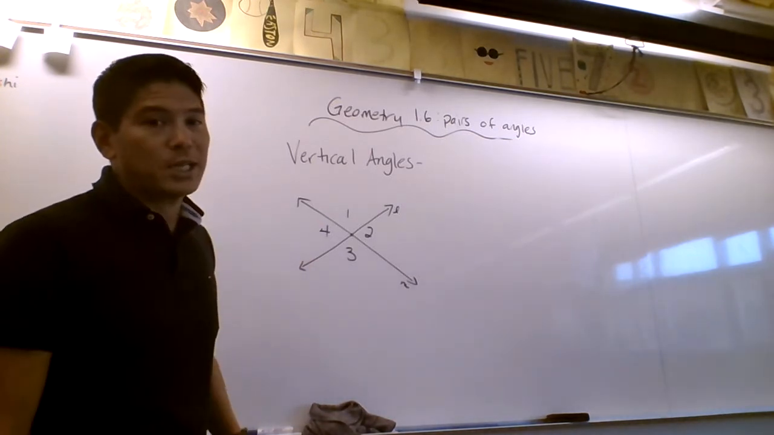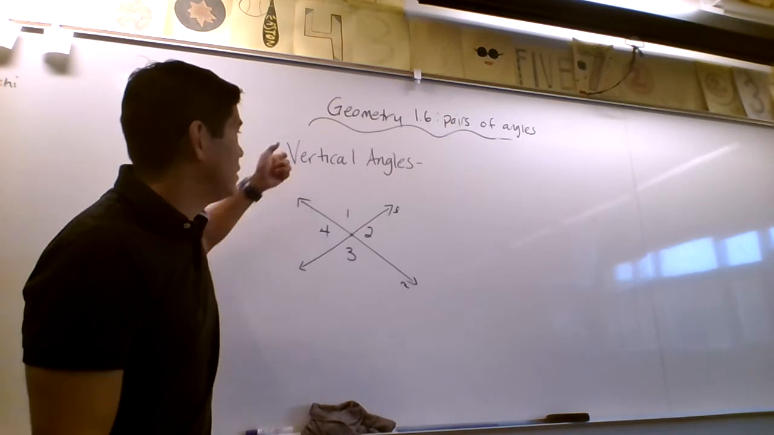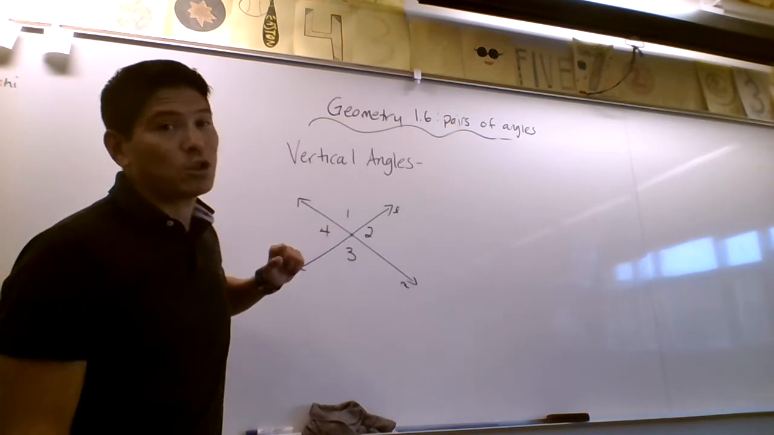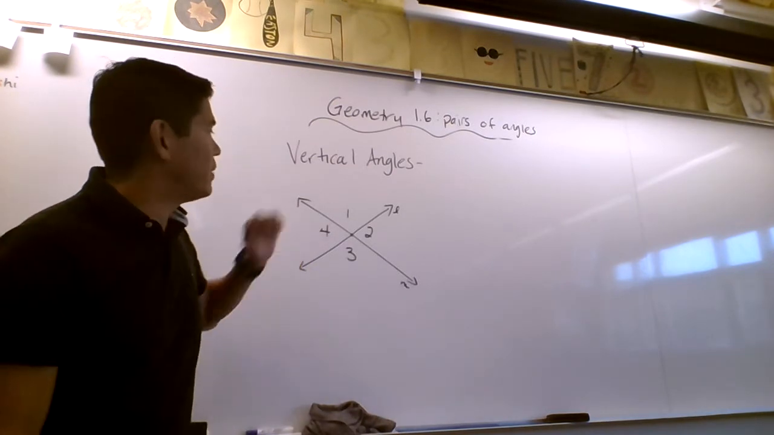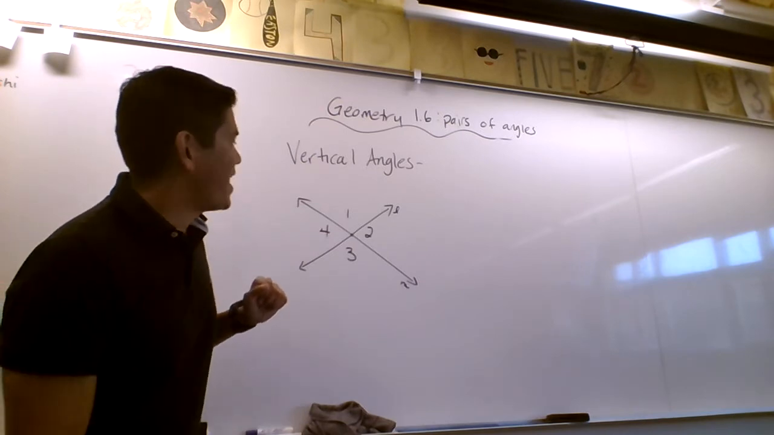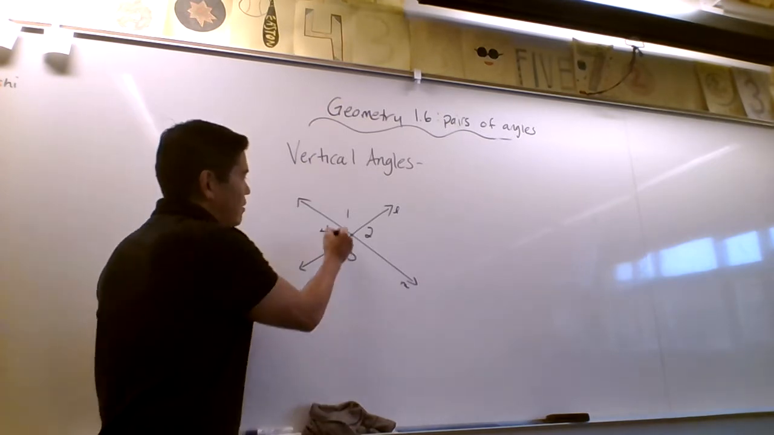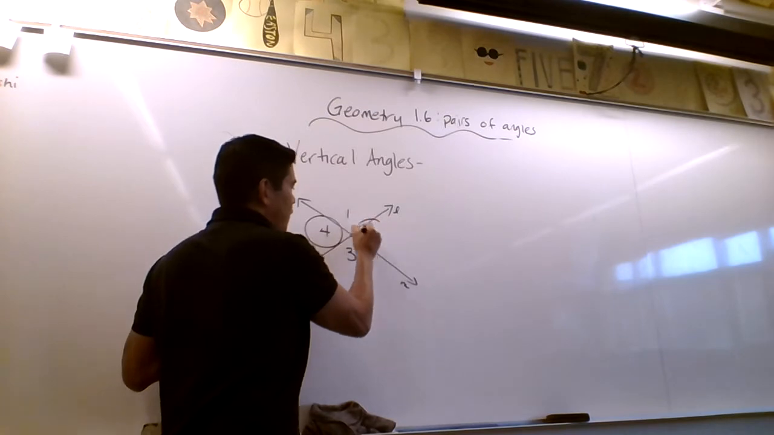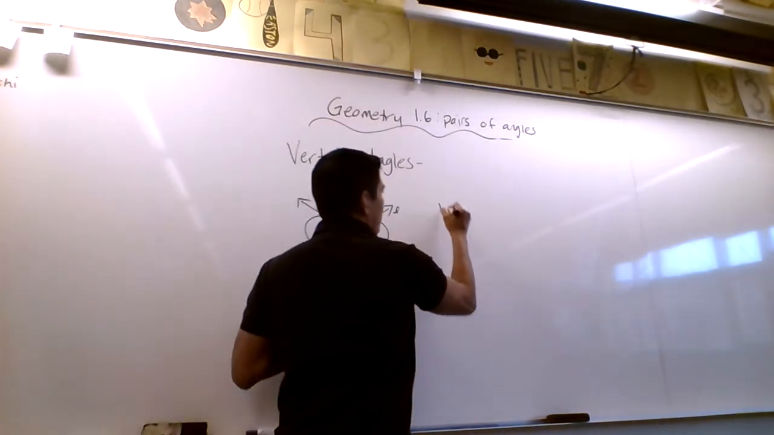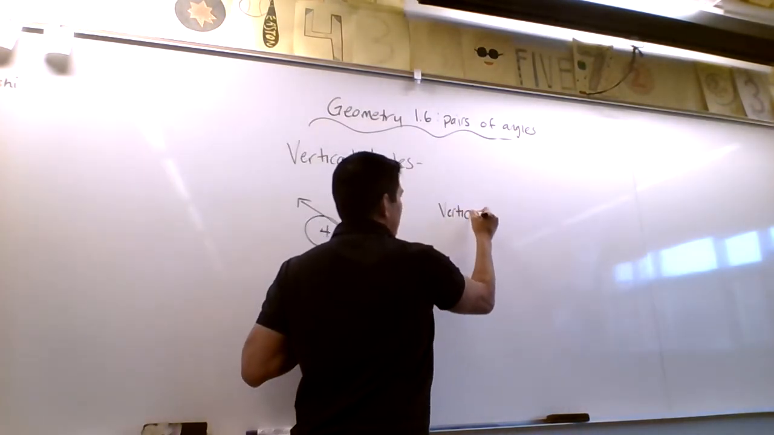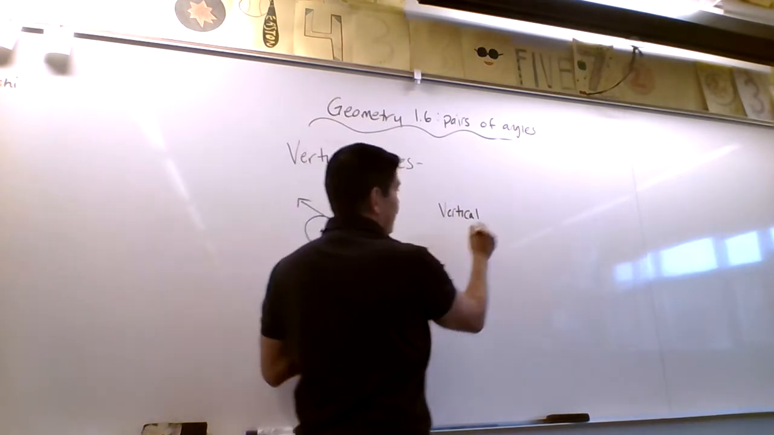So all those pairs that I just mentioned can't be vertical angles because vertical angles are non-adjacent angles formed by two intersecting lines. So a pair of vertical angles in this diagram are angles 4 and 2. I'm going to define in a minute, even though I just did, but I'll write it down, what vertical angles are.